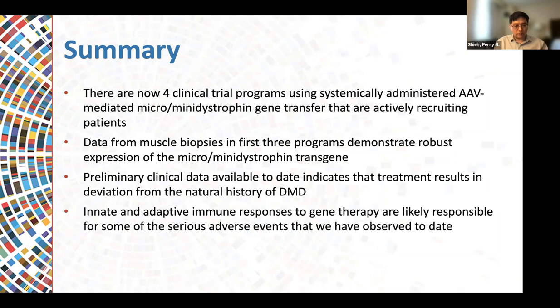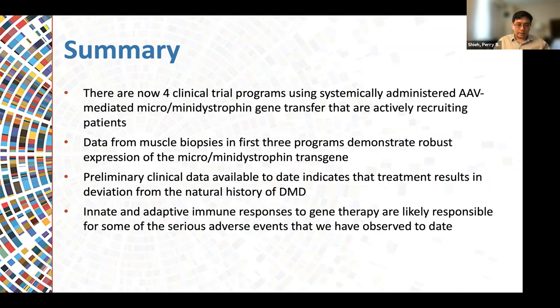There's also clinical data, which it's a little too early to draw absolutely definitive conclusions from, but I think what you can see is that there seems to be some deviation from the natural history of DMD. With time, we'll be able to see what these trajectories look like. However, as I've also described, there are innate and adaptive immune responses, which are not specific to Duchenne. It's probably something we're going to be dealing with in systemically administered gene therapy. And they have created safety signals, including atypical HUS or thrombotic microangiopathy, as well as liver function abnormalities.